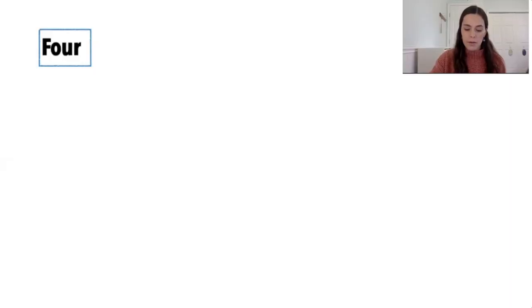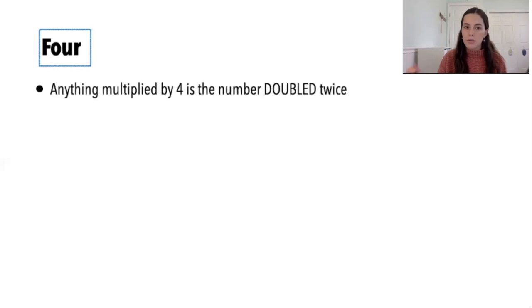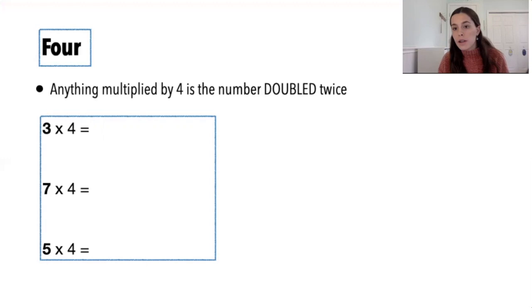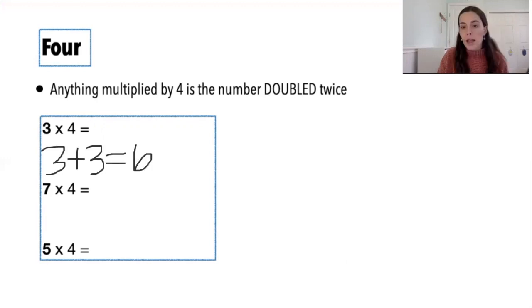We have number 4. So anything multiplied by 4 is the number doubled twice. So 3 times 4, your number would be 3. So you would take that and double it. 3 plus 3, which is 6. And then after that, you would add that to itself again. So 6 plus 6, because that's doubling it. And that would give you 12. 3 times 4 is 12.